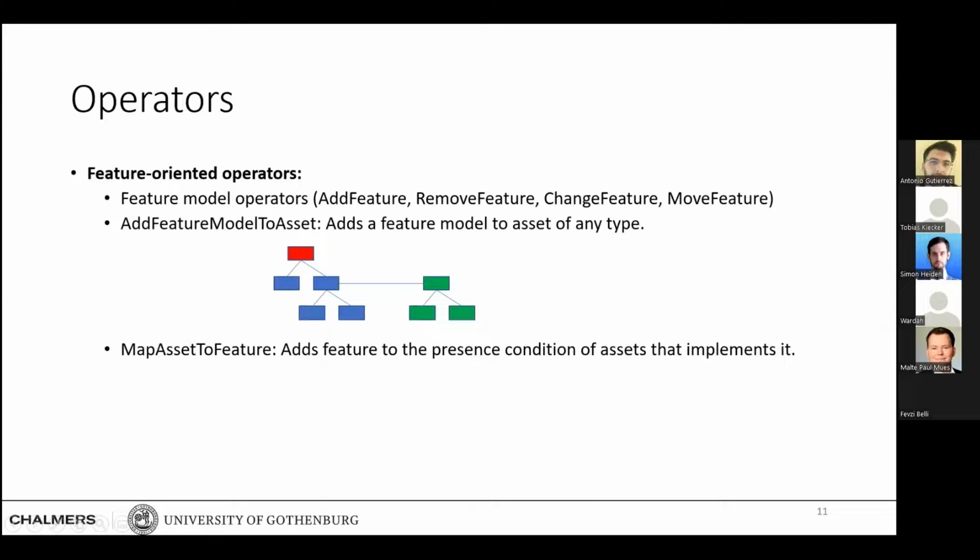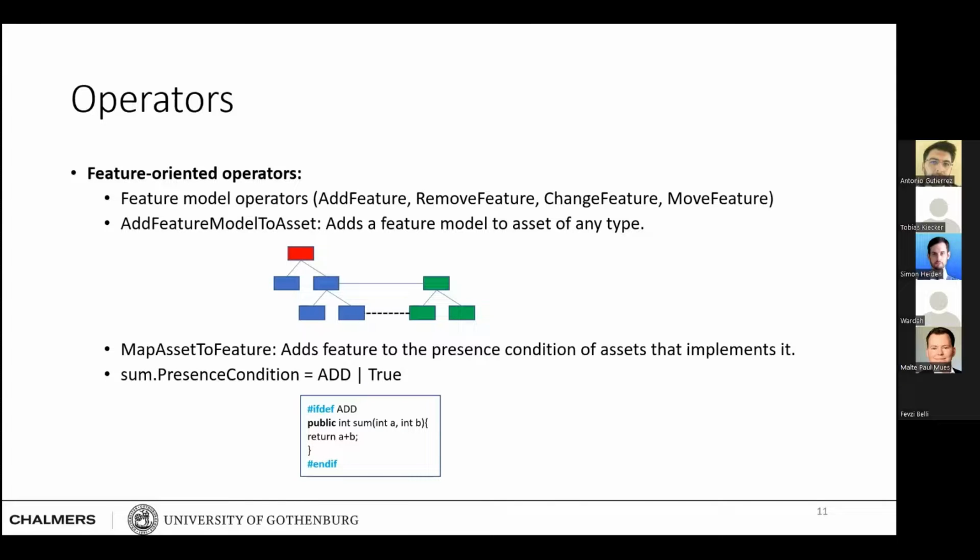This is exactly what is done by the map asset to feature operator. Map asset to feature adds the feature to the presence condition of the asset that implements it. For example, you have this block of code that shows a method called sum, which is mapped to the add feature. Virtual platform would add this add feature to the presence condition of the sum method, and in this way, it would map the asset to the feature.